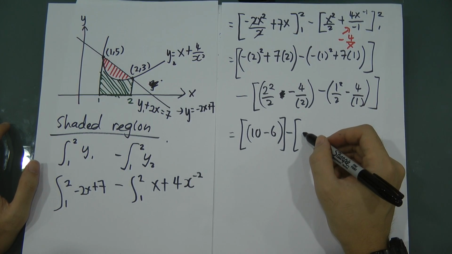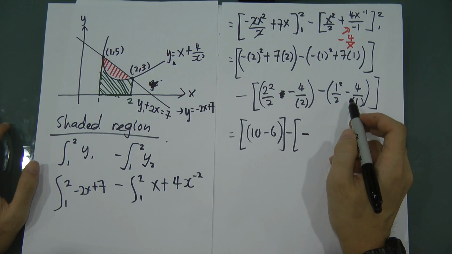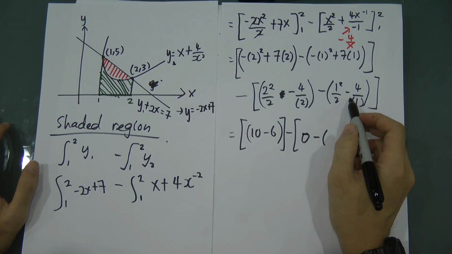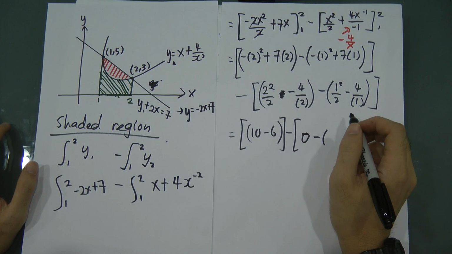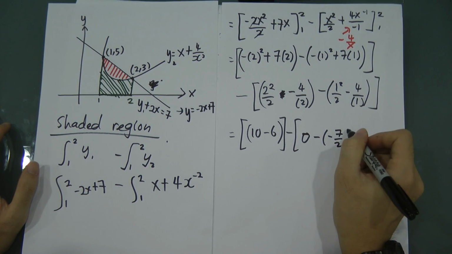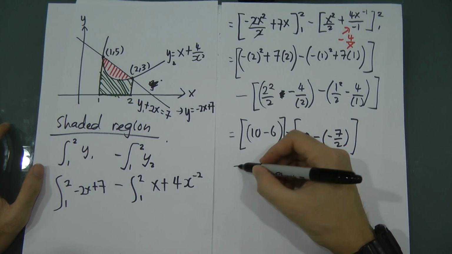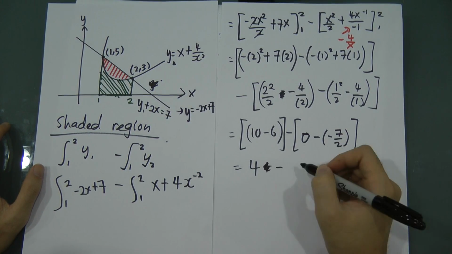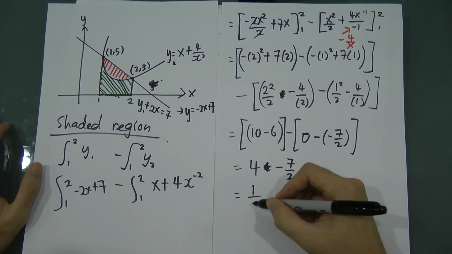Okay, and then this one will be the negative. Okay, let me see. Oh, this is 0 minus this one. This is 1 over 2 minus 4. So 1 over 2 minus 4, we will get negative 7 over 2. So basically this is minus negative, which is 7 over 2. So this one will be 4 minus 7 over 2. So it's 1 over 2.